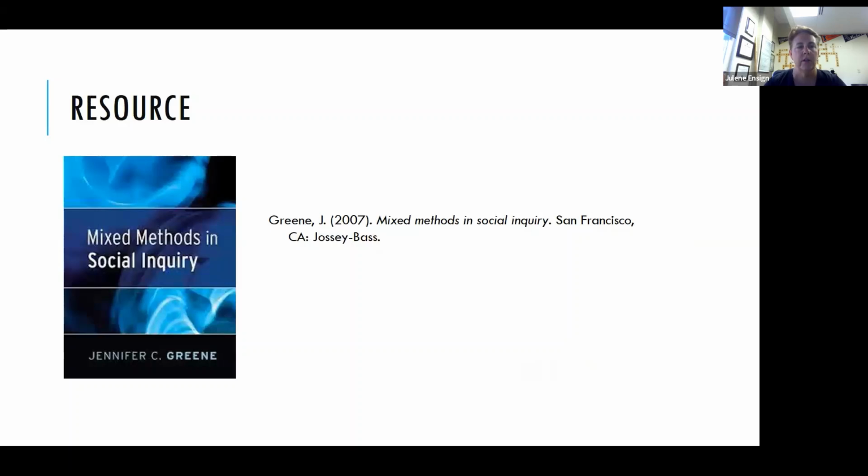Here's the resource that I use most of the time when I'm talking about mixed methods. This is one that, if you could find it used, would be a good one to put on your shelf. Jennifer Greene does a really nice job talking about all the different types of mixed methods research. So if this resonates with you, go ahead and try to find a used copy of that.